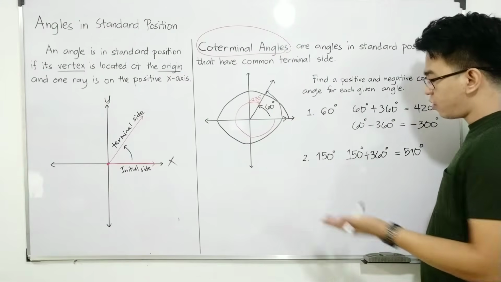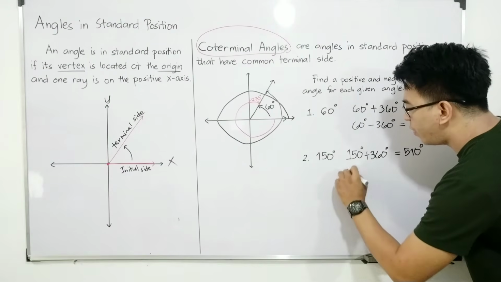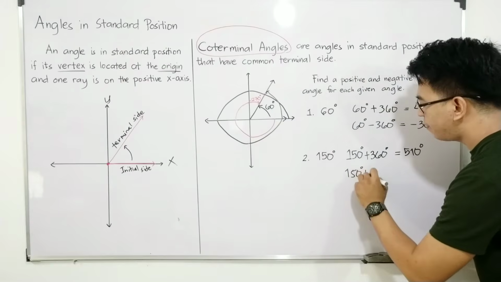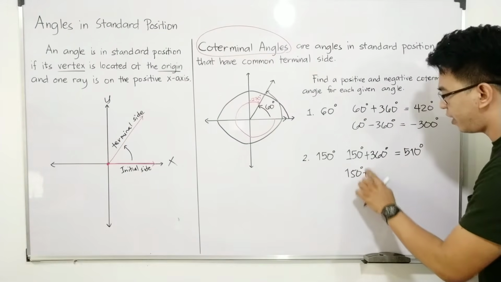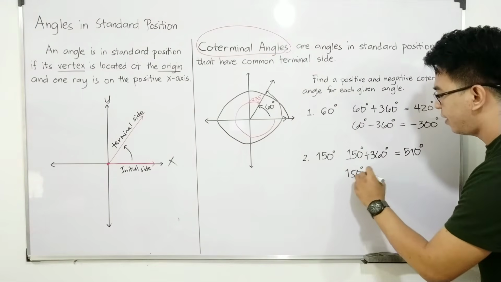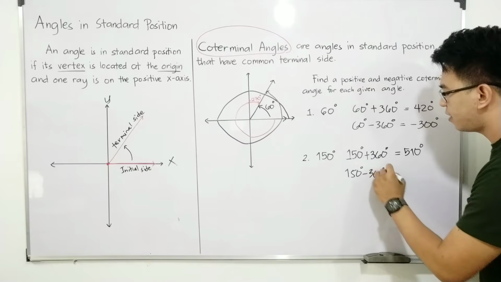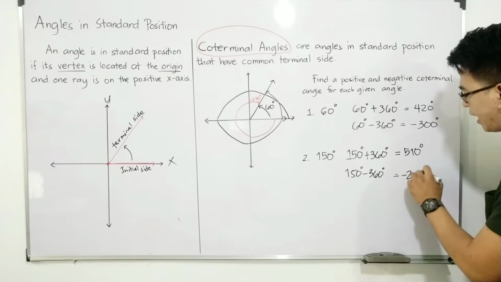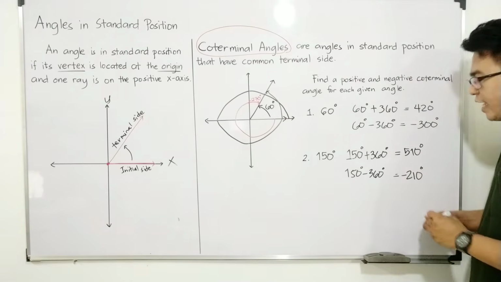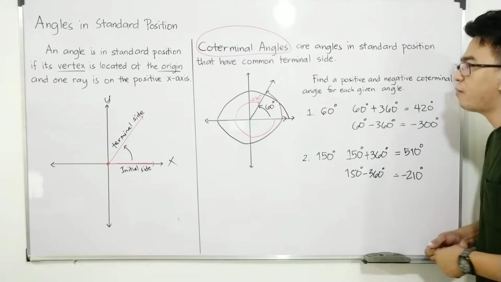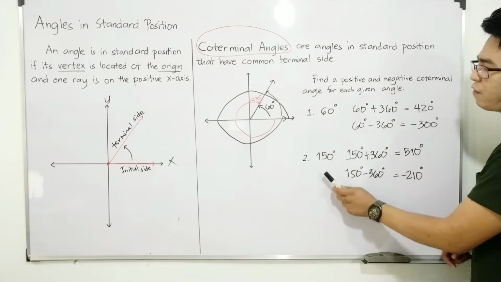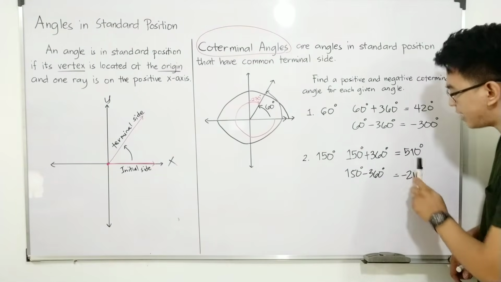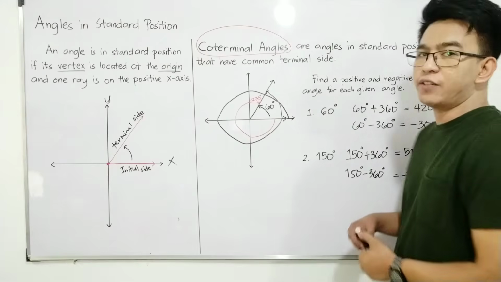degrees. And as for the next one, we have 150 degrees minus 360 degrees. This will give us the answer of negative 210 degrees. Ito na yung ating positive and negative coterminal angles. Ibig sabihin, yung 150, coterminal niya si 510 at saka si negative 210 degrees.